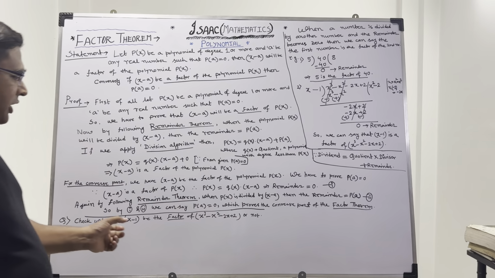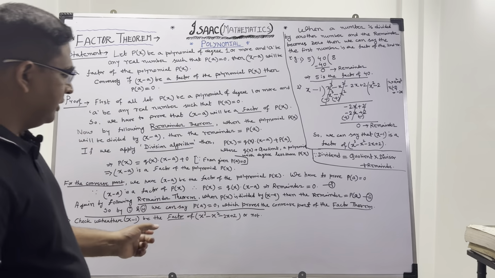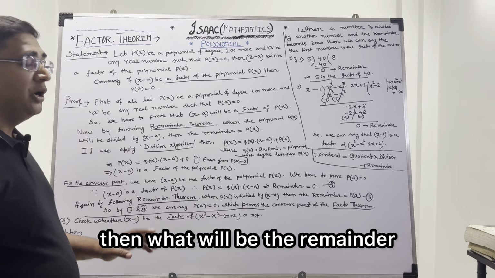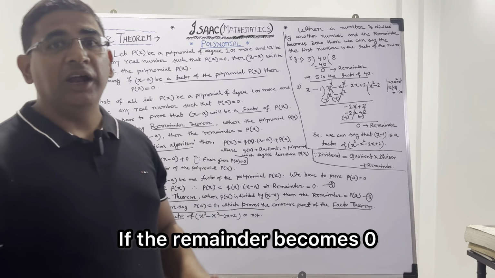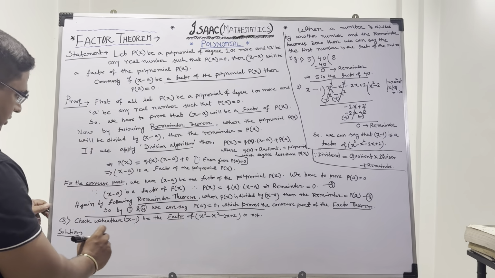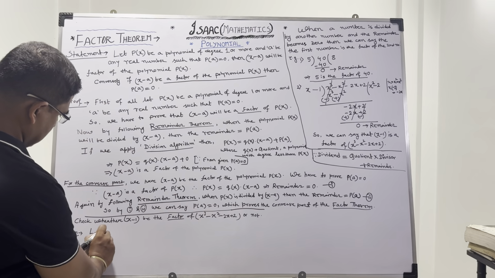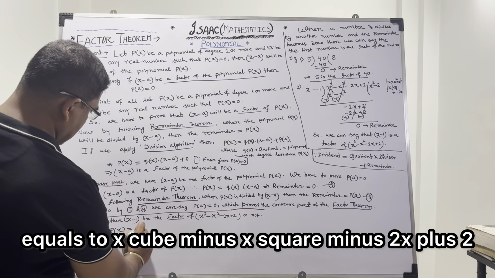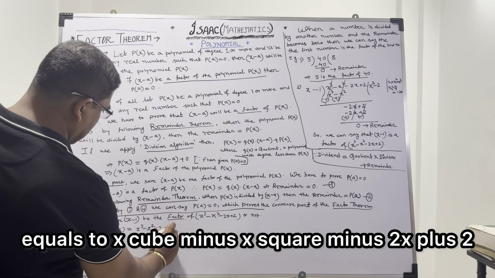So to check this, we have to find the remainder. That means when this polynomial is divided by x minus 1, then what will be the remainder? If the remainder becomes 0, then we can say x minus 1 is a factor of this polynomial x cube minus x square minus 2x plus 2. Okay. So let P of x equal x cube minus x square minus 2x plus 2.